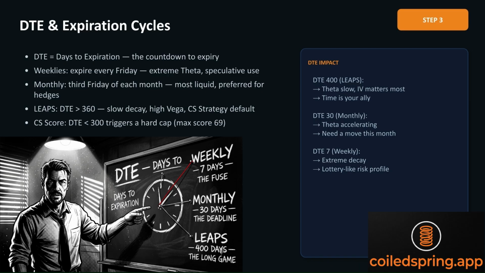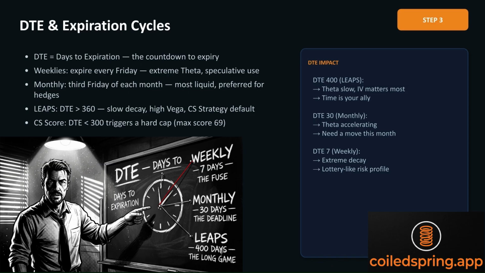Weeklies expire every Friday. They were introduced to give traders more flexibility and tighter control over timing. In practice, they're the most speculative options available. With 7 days or fewer to expiration, Theta is at its most aggressive. The option is losing value by the hour. These are instruments for very short-term, high-conviction directional bets, not for building a thesis, not for patient positioning. If you're wrong by a few days on a weekly, there's no recovery time.